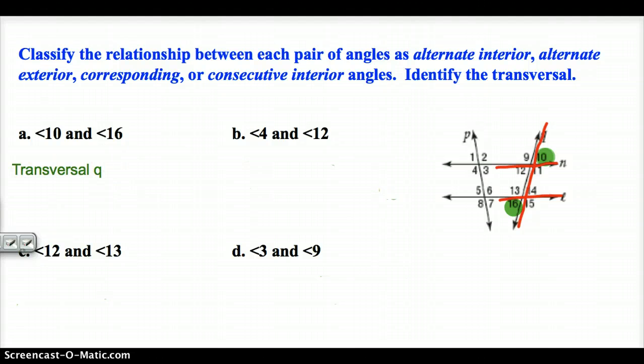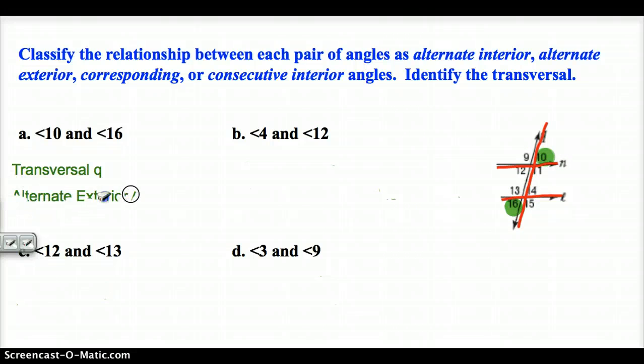Now, this really has nothing to do with the problem, so don't even look at that. Here are the two lines. These are on the outside. They're not in between the lines, they're on the outside of the lines, and they're going back and forth. They're alternating. So they're alternate exterior angles.